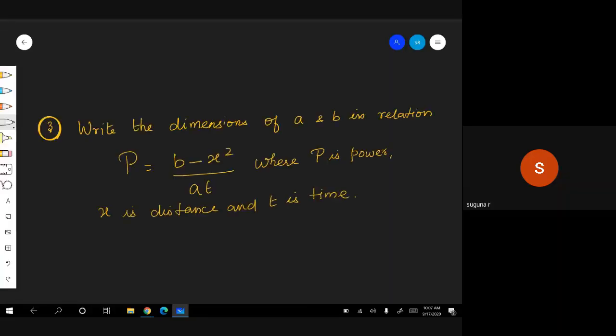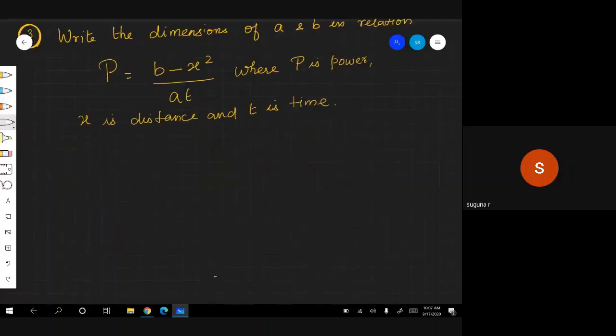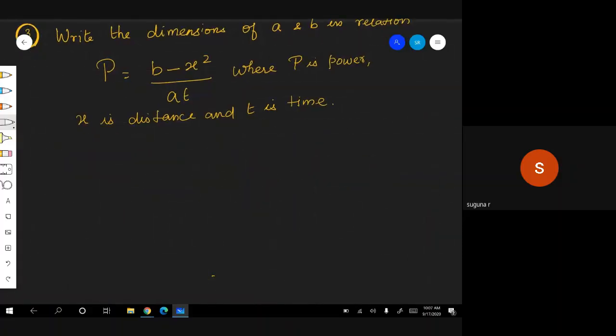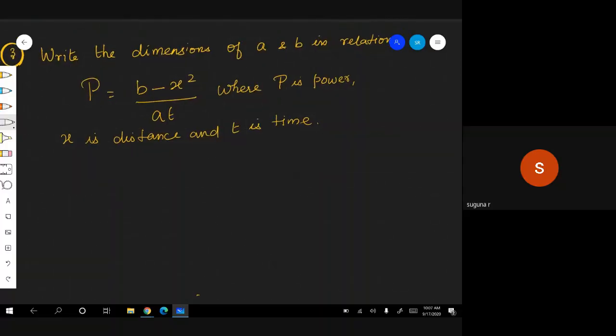Yeah. This is a different type of problem. See, third: write the dimensions of A and B by using whatever knowledge you have now. Okay, with that you have to apply it here to solve this problem. Write the dimensions of A and B in the relation P is equal to B minus X squared divided by AT, where P is the power, X is the distance, and T is the time.